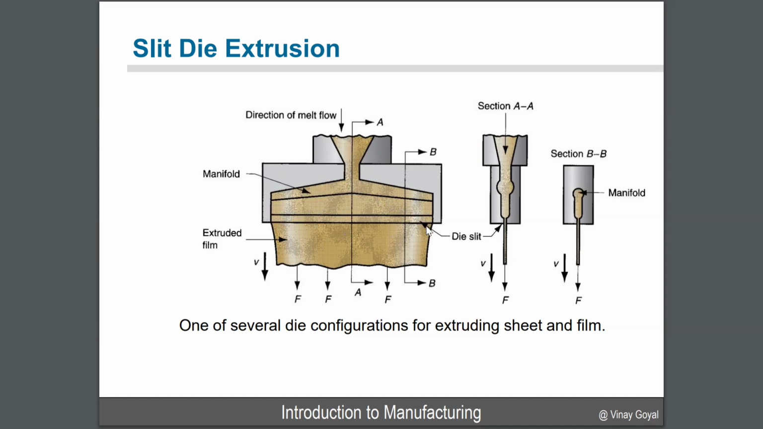So this is designed in such a manner that there's more volume flow here compared to the sides in order to distribute the material properly. But at the end of the day, you have a die slit that allows you to then get that sheet coming out in a uniform manner. So this is called a slit die extrusion.